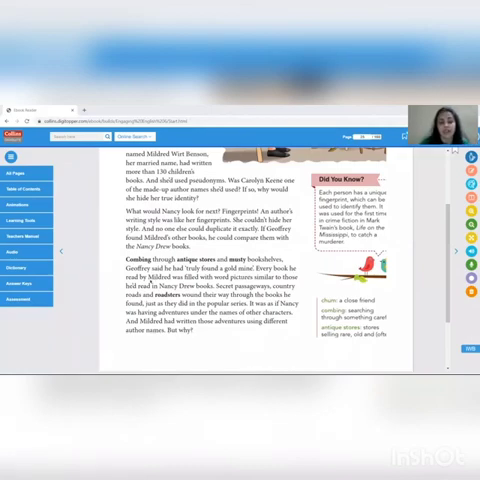Every book he read by Mildred was filled with word pictures similar to those he had read in Nancy Drew books. Now he had got that one similarity. What was that one similarity? Word pictures. Okay.